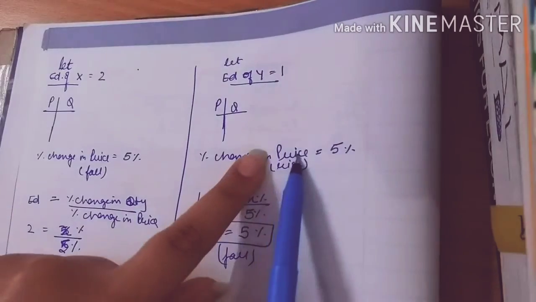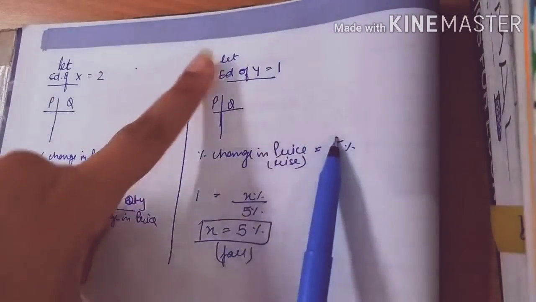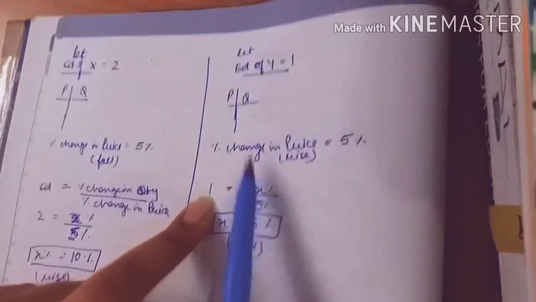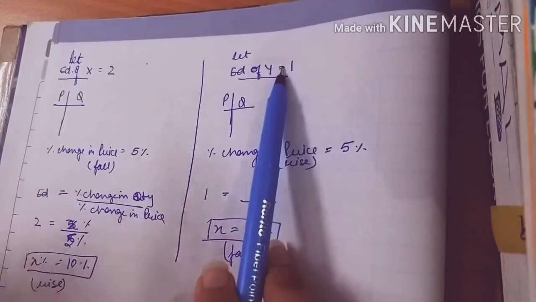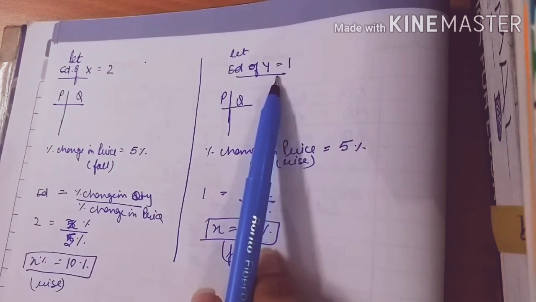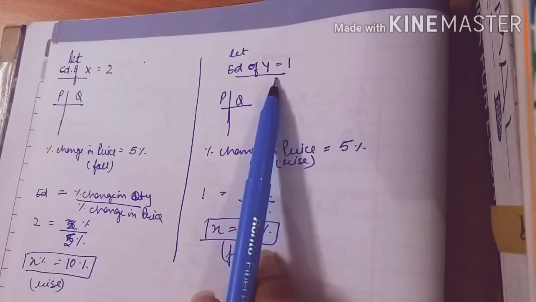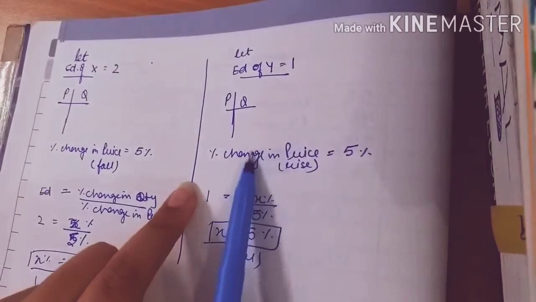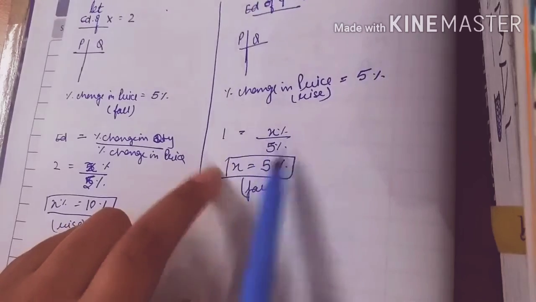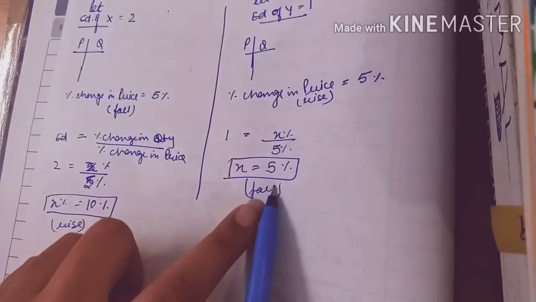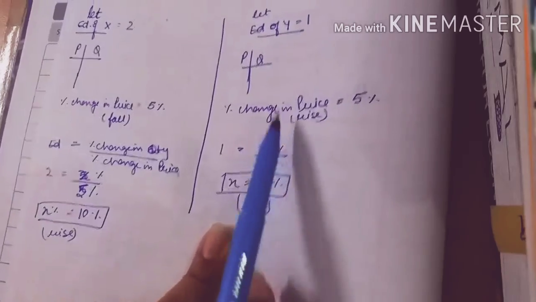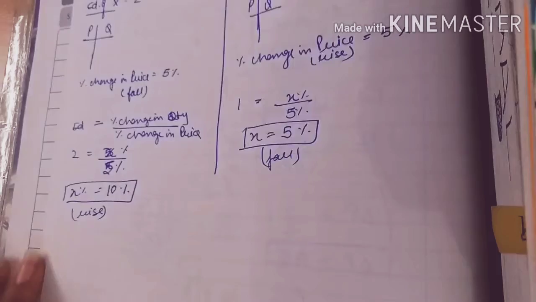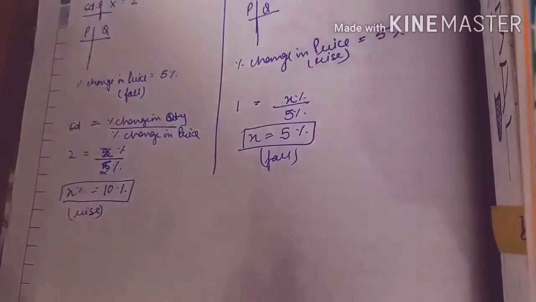Percentage change in price, that is rise in the price, is 5% for y. So let's put it in this formula. We have supposed ED of y to be 1 because it is given in the question that demand for good x is known to be twice that of y. 1 into 5 is 5, so percentage change is 5%. That is a fall, because there was a rise in price, there will be a fall in quantity because of the inverse relationship.